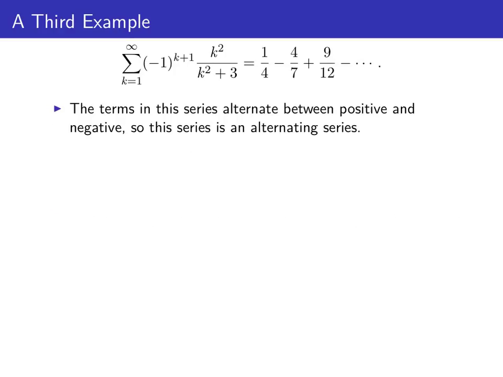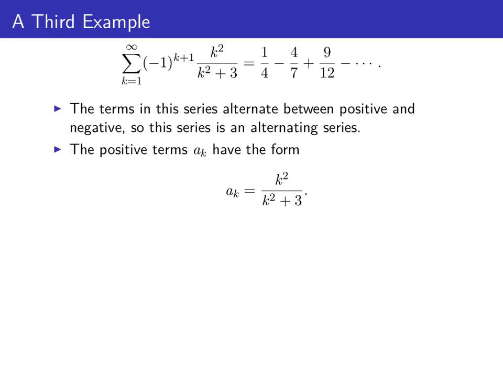Well, let's look at the first few terms of this series. When k is 1, we get 1/4. When k is 2, we get -4/7. When k is 3, we get 9/12, and so on. So the terms in this series do alternate between positive and negative, and the alternating series test applies.